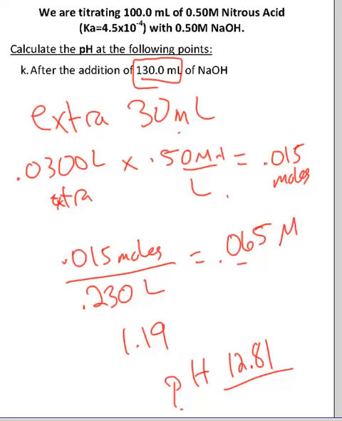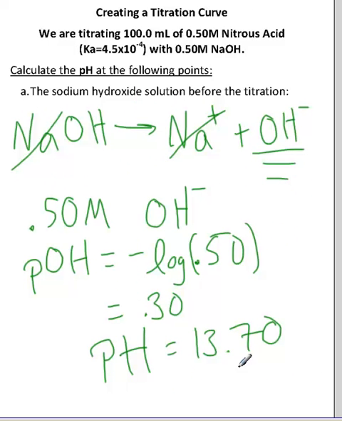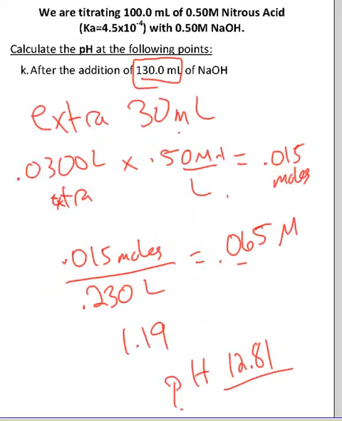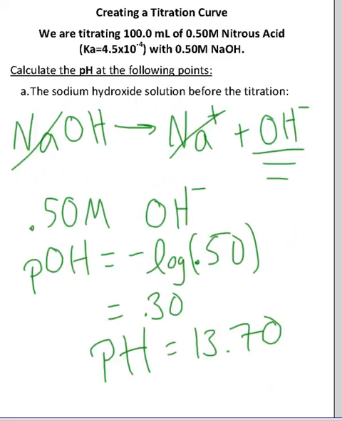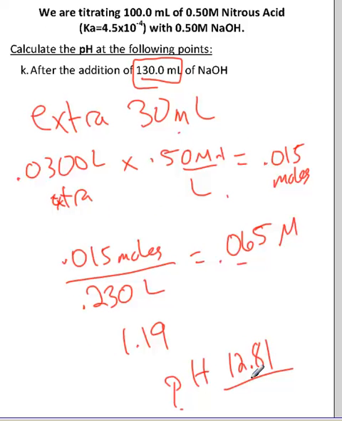Now, if we go all the way back to our first problem, it still doesn't quite get to the pH of the original NaOH solution. We'd have to keep adding it, and eventually would get really close to that. But we are extremely basic at this point. Wait a second. Go back to that problem. Oh, that was right. I thought I saw an error. We're extremely basic though at this point.